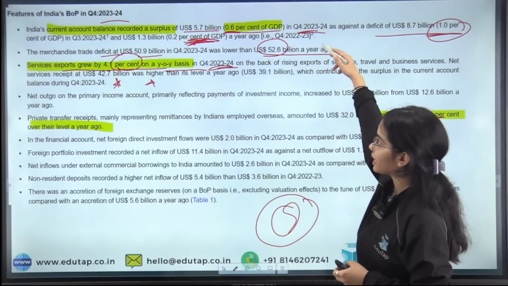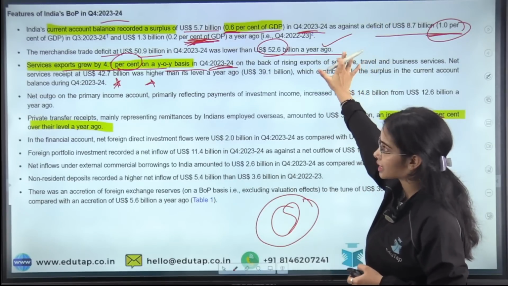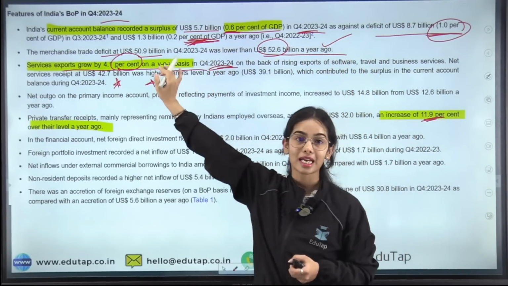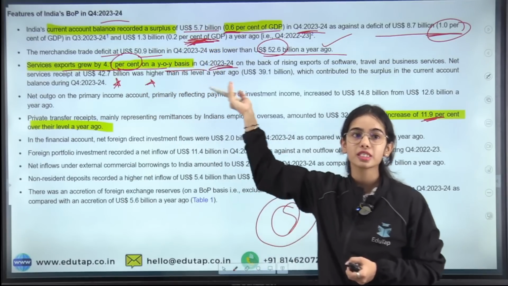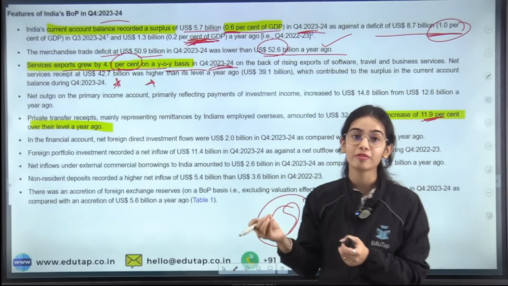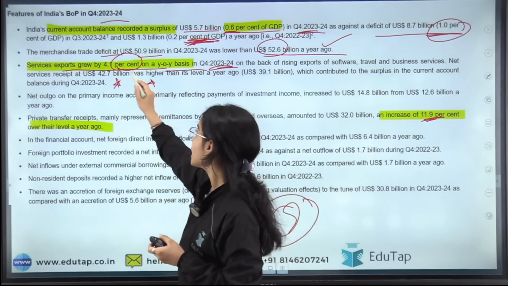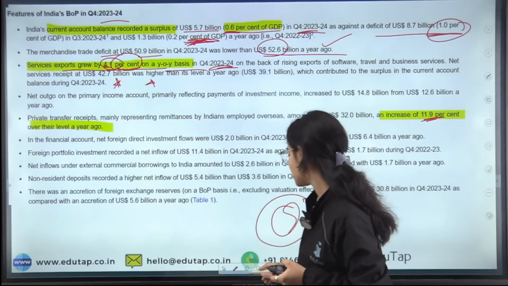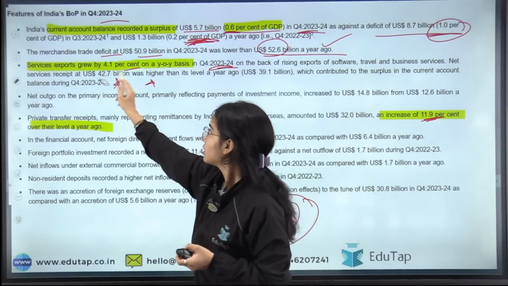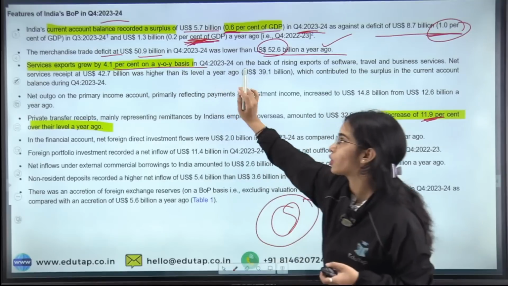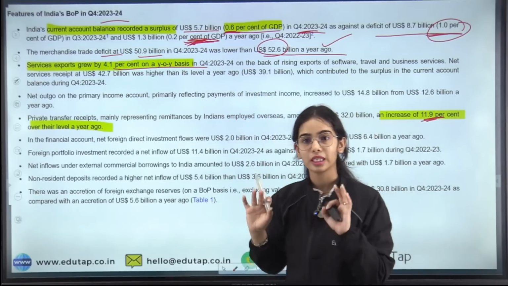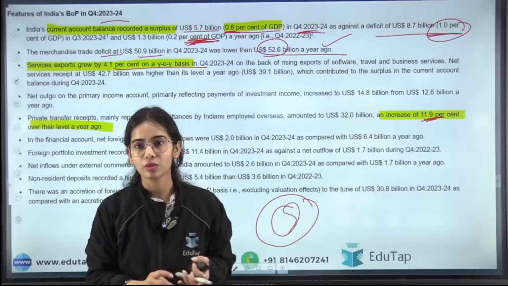So this is the complete idea that you have to understand, and why the deficit has reduced or why the surplus has happened, we can say. That is, the services exports have grown by 4.1% on a year-on-year basis in the fourth quarter. Now is it clear? Everything is clear now?